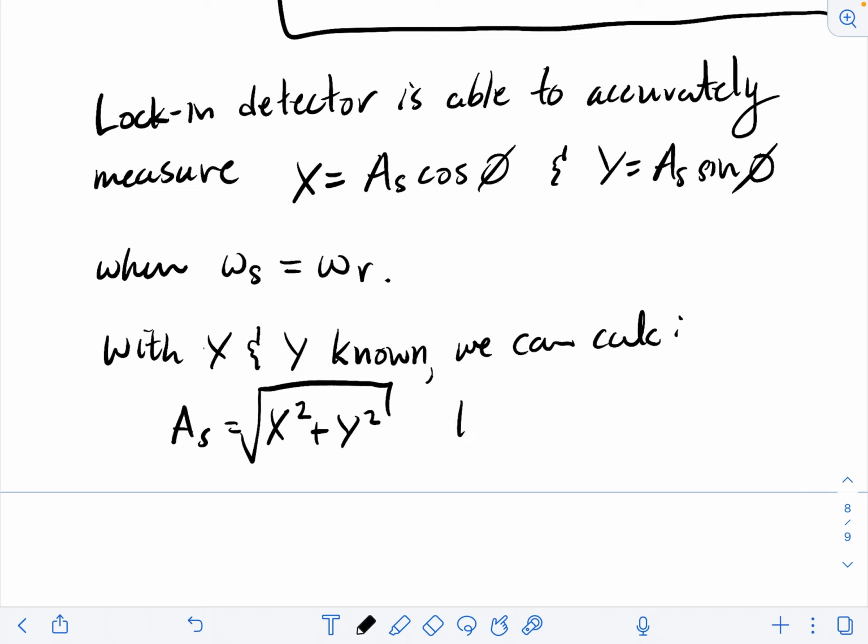And then of course this is completely analogous to what we did using the RC circuit example, where we calculated the real and imaginary components of the voltage across the resistor, and then we were able to use those to determine the amplitude and phase. And so the lock-in detector is doing that kind of calculation for us. And so now we know the amplitude and phase of our signal.